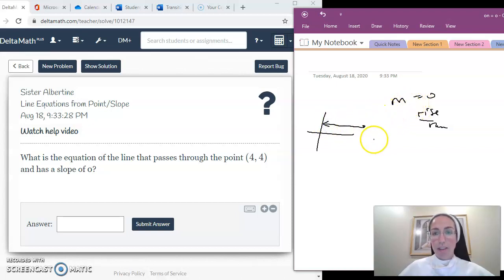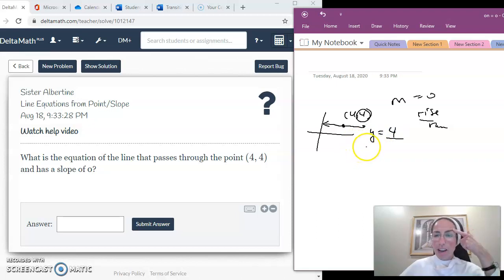Okay, well that's great. A flat horizontal line is going to be y equals a constant. So what's that constant going to be? Well, I know the point (4, 4) is on the line. So if 4 is included and y is always constant, then y must be 4. So the equation of this line must be y = 4.